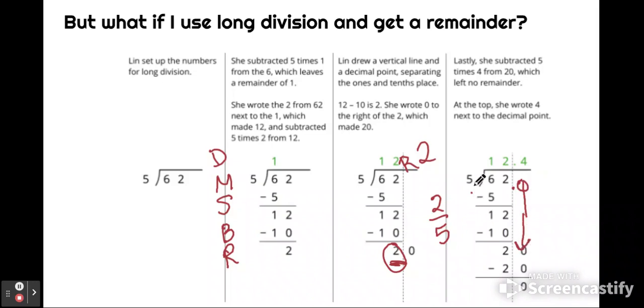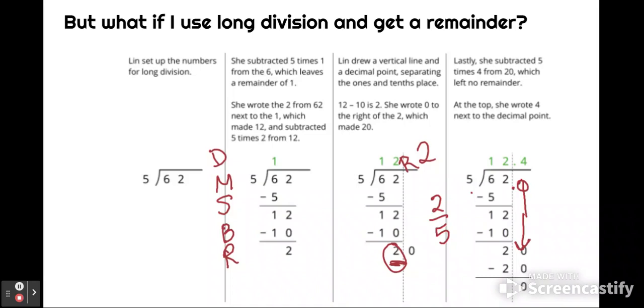Well, now that I have another number to bring down, I'm going to bring down that 0, and I'm going to look and say, okay, how many times does 5 go into 20? Well, 5 goes into 20 4 times. 4 times 5 is 20. I subtract. I finally end up with 0. I don't need to worry about any other zeros to bring down.